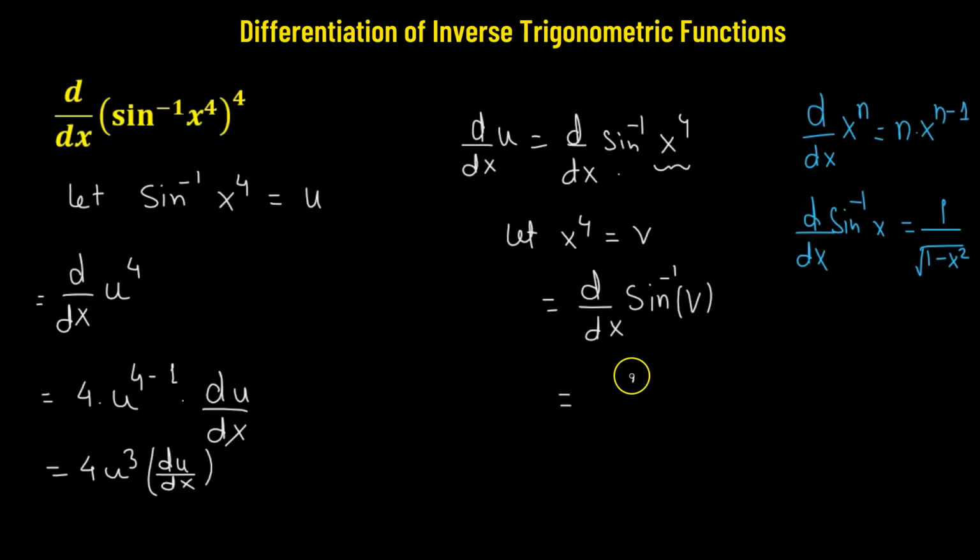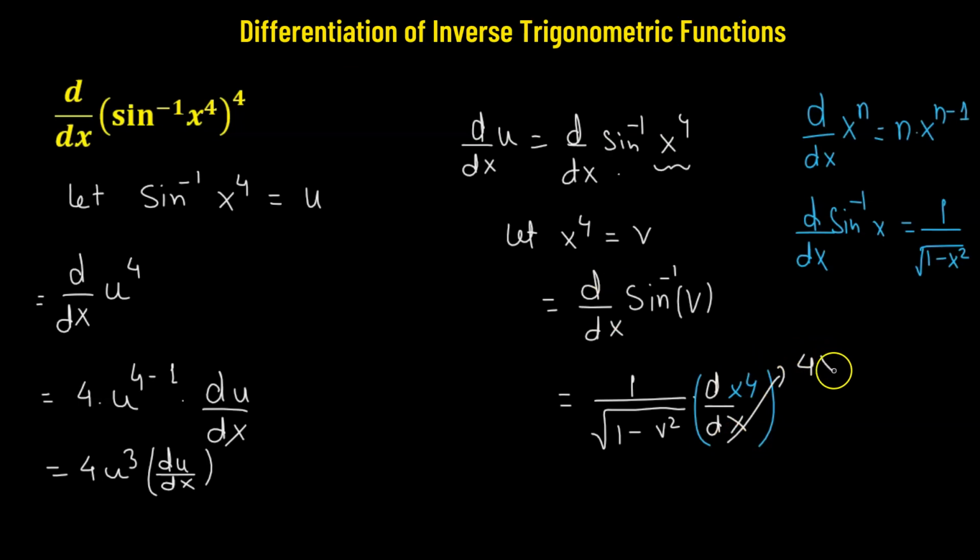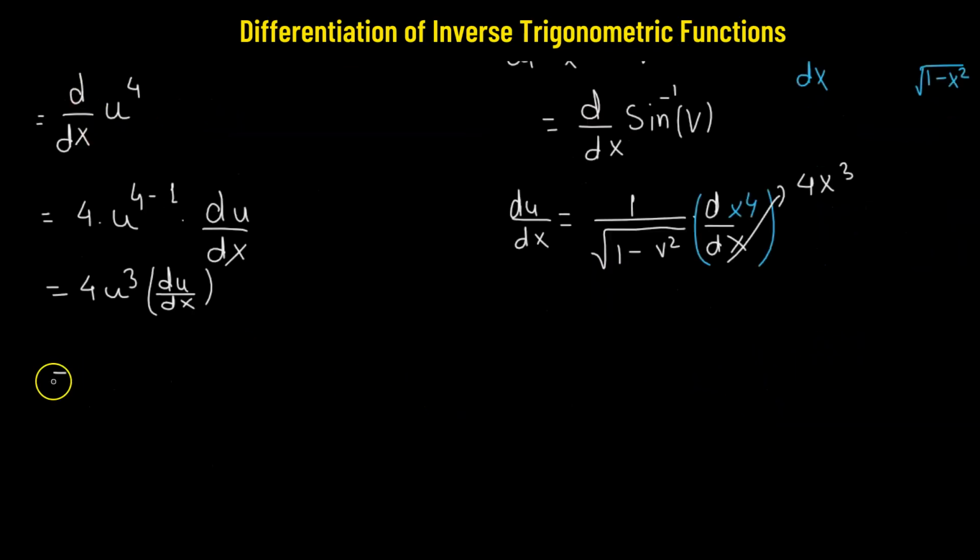So we get 1 divided by the square root of 1 minus v squared, times, we have to again differentiate with respect to x by applying the chain rule. So finally we have v, and v here is x⁴. So we'll replace v with x⁴, and here we can apply the power rule. So this will give us 4x³. So we had 4 times u³, we had du/dx. So du/dx is 1 over the square root of 1 minus v squared times 4x³.